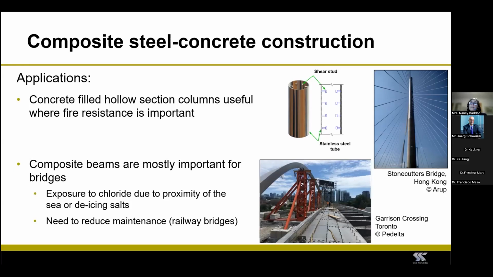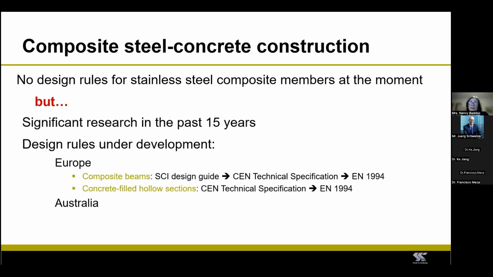And composite beams, well, the main application area here would be for bridge structures, bridges which are exposed to chloride ions either by the sea or due to de-icing salts, which can be very, very corrosive. Or bridges just where you need to minimize maintenance. For example, they run over a railway and it's hugely expensive to shut the railway to carry out maintenance. So there are clear reasons why we need design rules for composite construction.